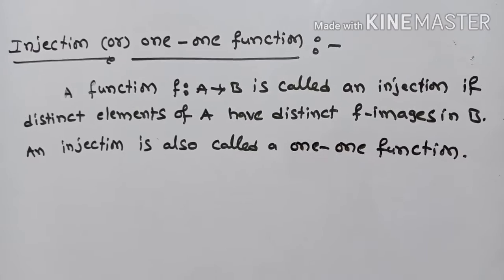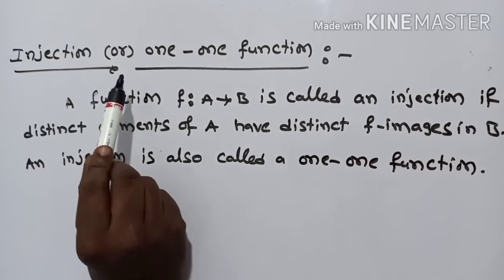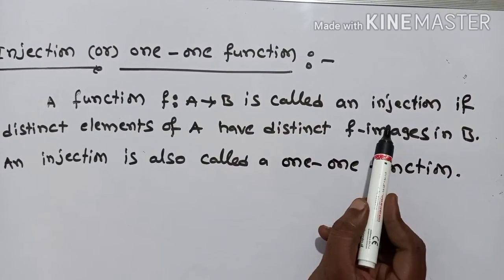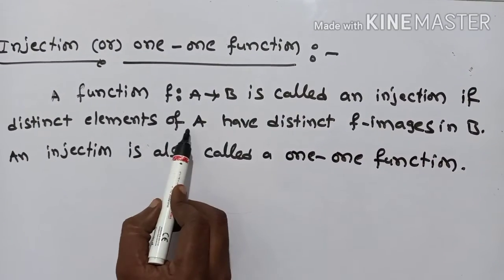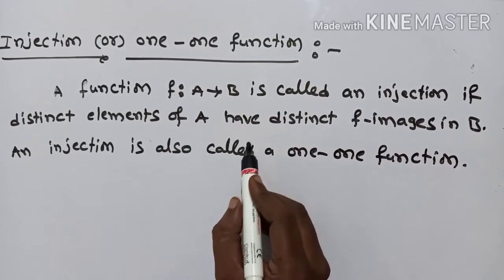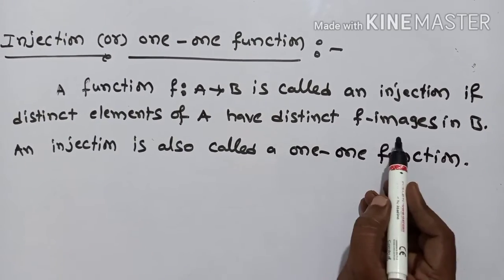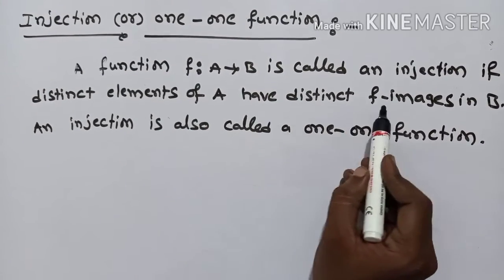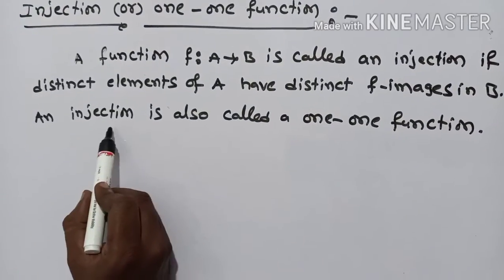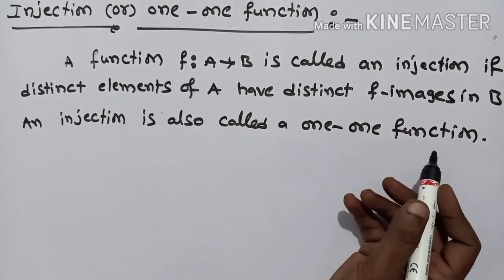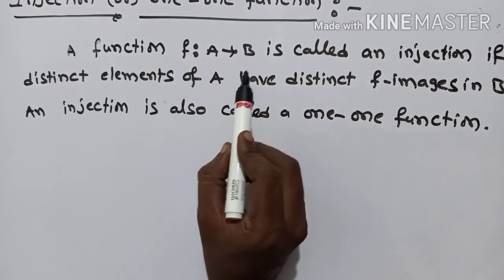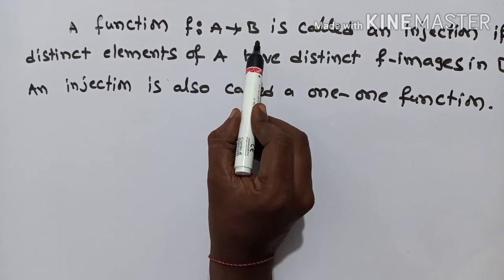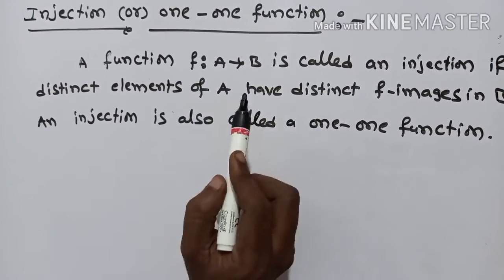That's enough. Now next definition, injection or one-one function. A function F mapping A to B is called an injection if distinct elements of A have distinct images in B. Different elements in A having different images in B. It is called an injection, or a one-one function.